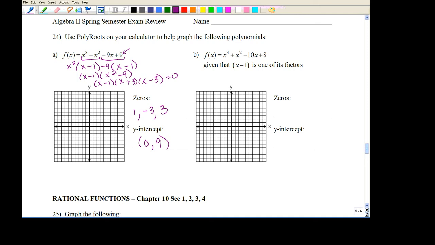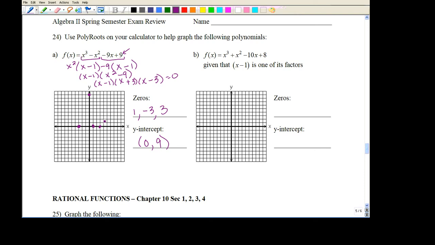So we'll want to start out by graphing our zeros. So we've got zeros at 1, 1 to positive 3, and 1 to negative 3. And then our y-intercept is at 0, 9, so that's up here. Okay, so this is a positive function.